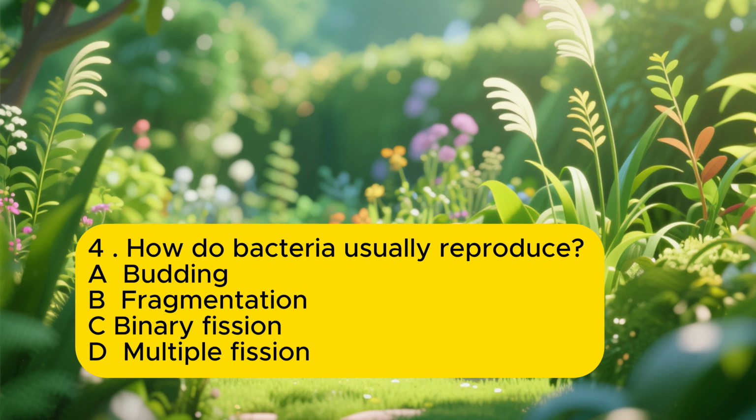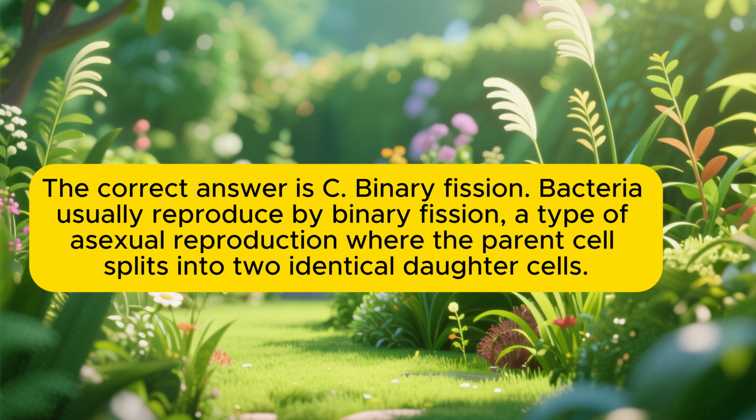4. How do bacteria usually reproduce? A. Budding. B. Fragmentation. C. Binary fission. D. Multiple fission. The correct answer is C. Binary fission. This process is quick and allows bacteria to multiply rapidly under favorable conditions.